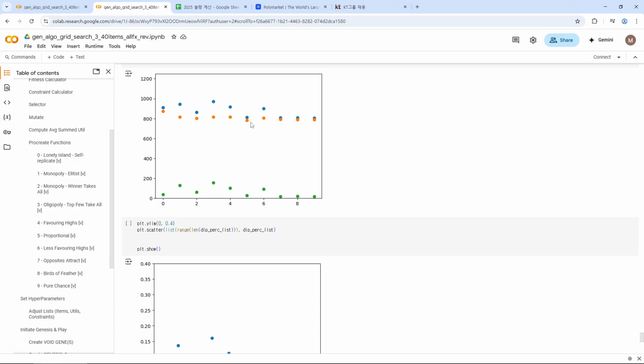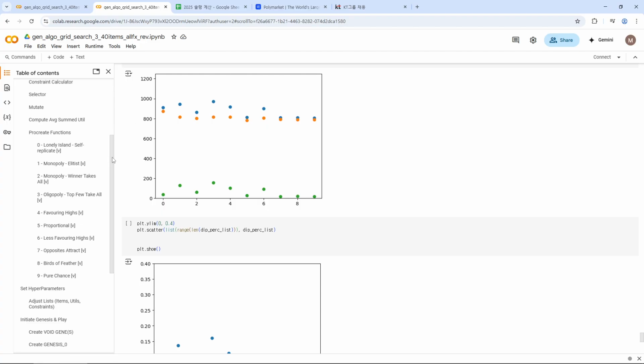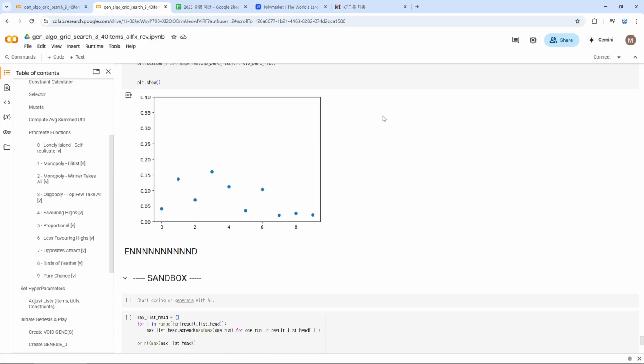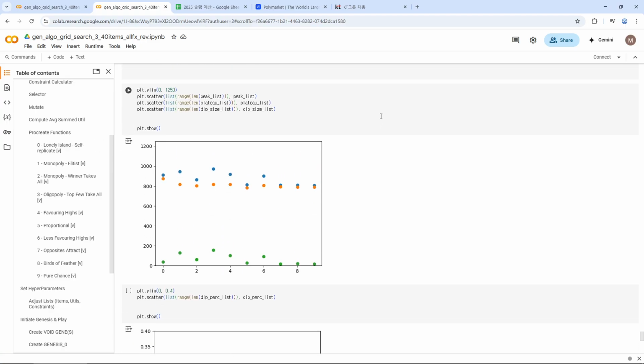So maybe I can use these to minimize or control the dip sizes, or I can just use the self-replicate. But the downside of using self-replicate, the Lonely Island procreate function, is that it feels like cheating. It doesn't feel organic. So that's the only qualm I have about that.